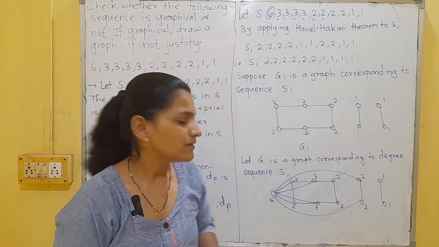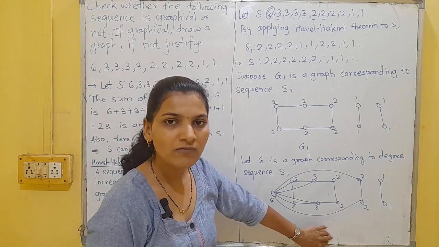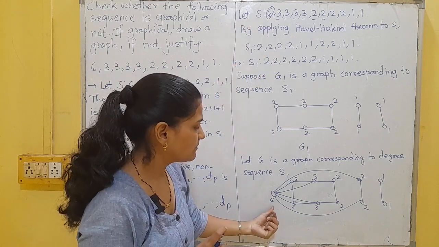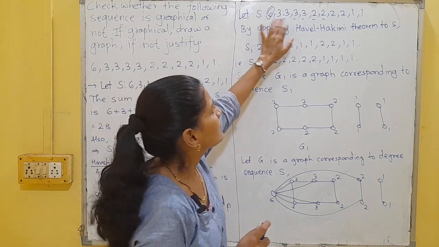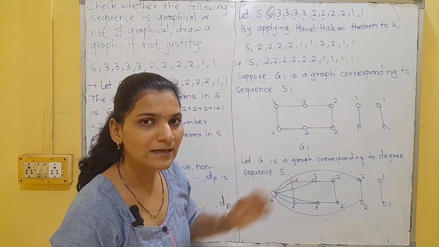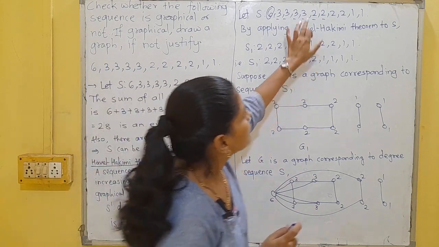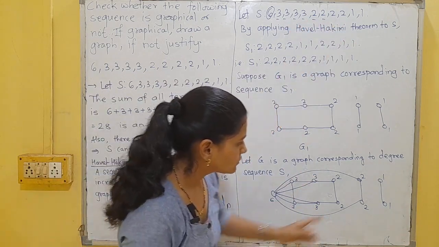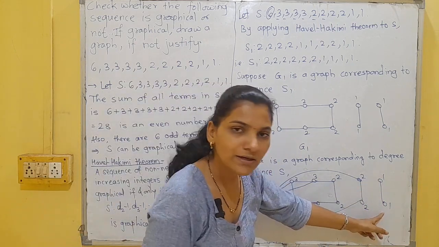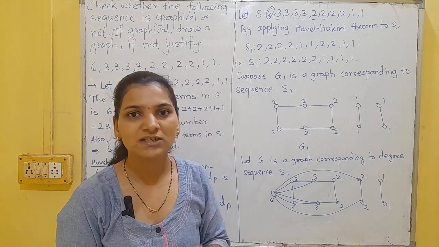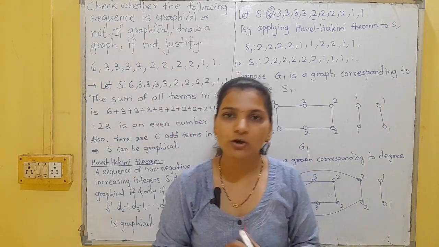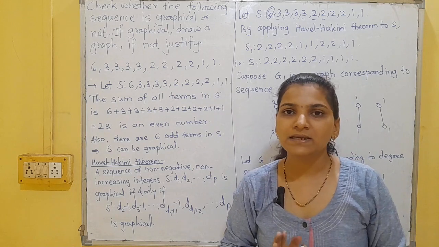Now we will check whether this graph G corresponds to degree sequence S or not. S has one vertex with degree 6, 4 vertices with degree 3, 4 vertices with degree 2 and 2 vertices with degree 1. That means we have drawn a graph G corresponding to degree sequence S. You may take a screenshot of this. We will discuss another example in our next video.